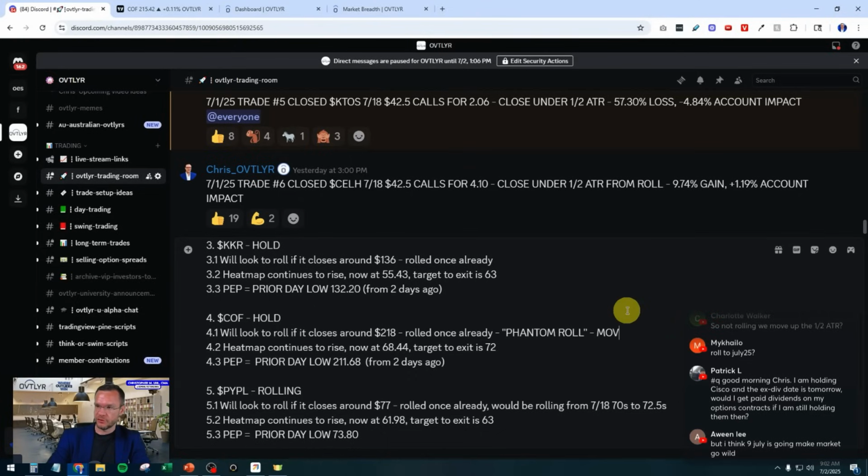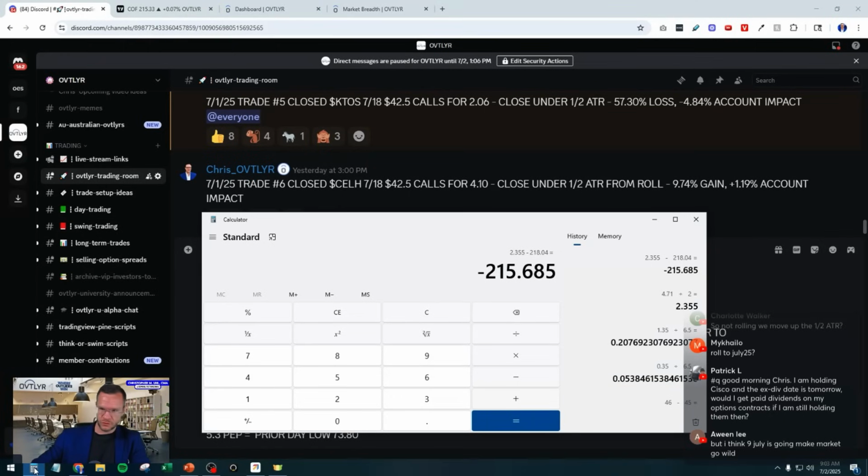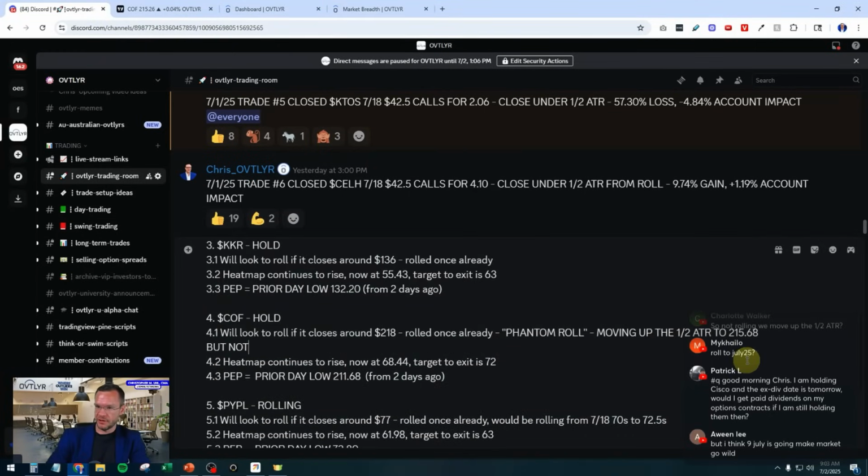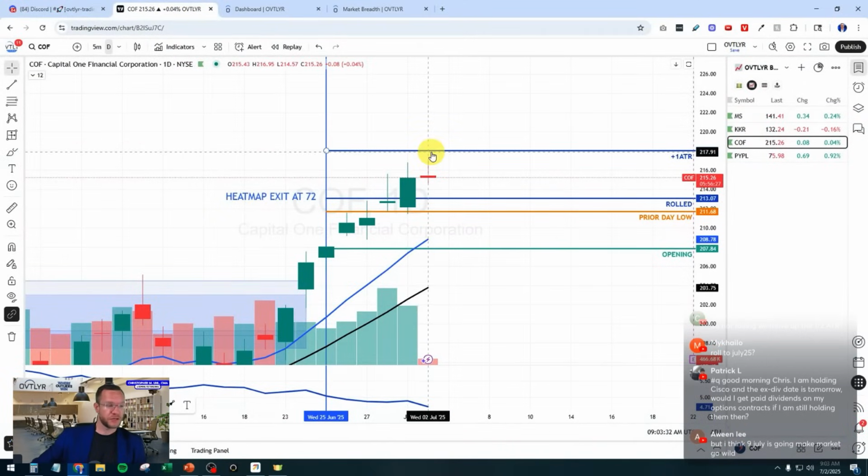Phantom roll, moving up the half ATR to 215.68, but not actually rolling because liquidity isn't there. Now, the reason we're doing that is because we still want to structure the trade as if we rolled it. We still want to be aggressive in getting out of the trade. But if we can't roll it, what do we need to do? We need to do the phantom roll.